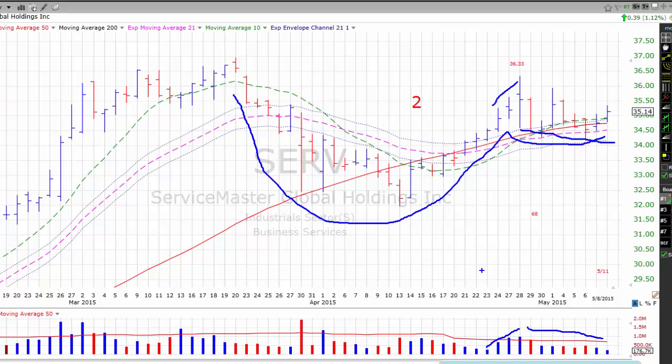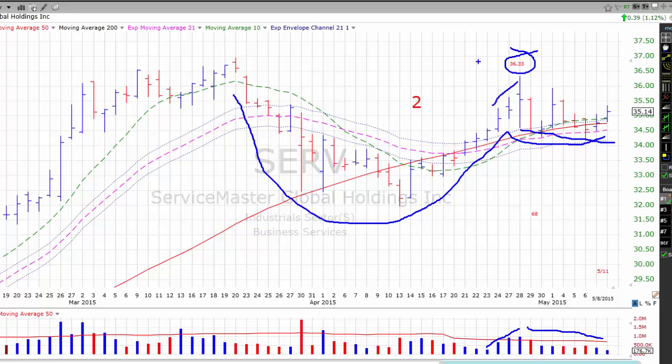I would buy ServicePro on a break above the 36.33 area, keeping in mind that our market is on an aggressive buy signal, and so this should only be bought by aggressive traders. Again, our pivot point is 36.33. You would buy it on a move above that level on at least 140% of average daily volume.